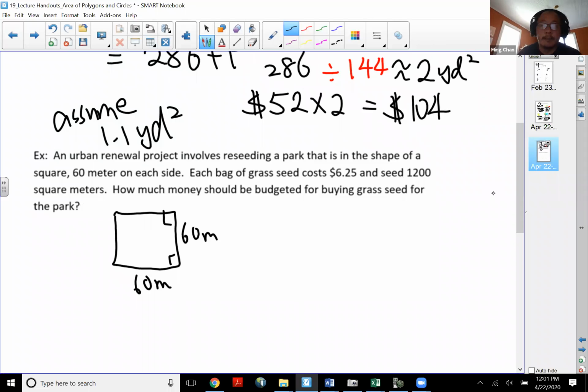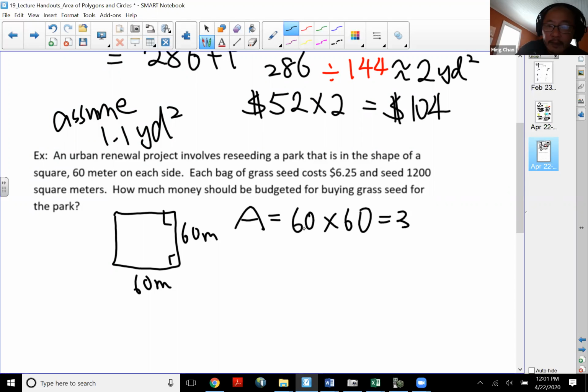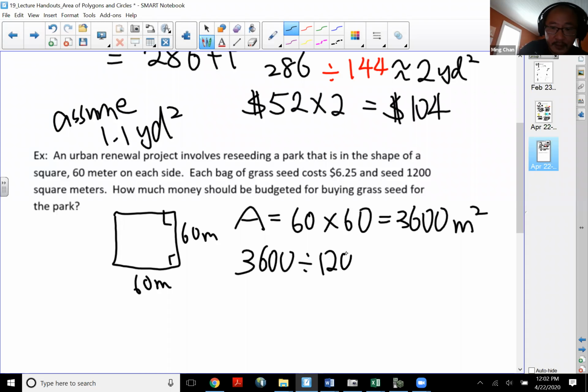All right, so ultimately I need to know how many bags I need to buy. Well, to know how many bags I need to buy, I got to figure out my area. I'm gonna write down some units here. So this is 3,600 square meter. One bag can cover 1,200 square meters. So how many bags do I need? Take my 3,600 divided by 1,200. They tell me I need 3 bags.